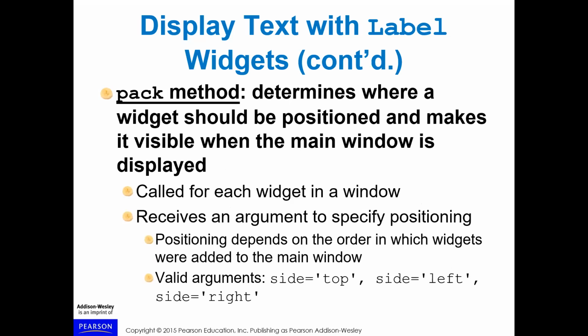The display text with label widgets. So the pack method, you saw that being used. Basically, the pack method determines where a widget should be positioned and makes it visible when the main window is displayed. It receives an argument to specify position. Positioning depends on the order in which widgets were added to the main window. Valid arguments include side top, side left, side right. So you can play around with these parameters if you'd like.